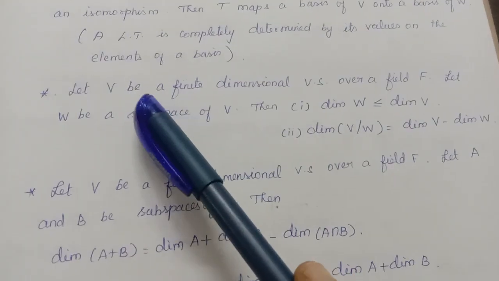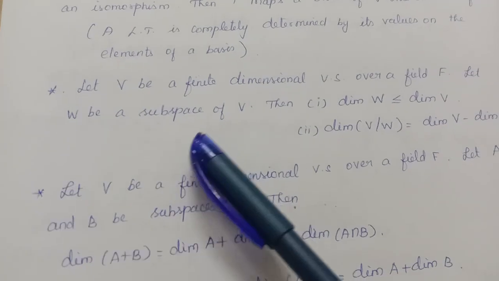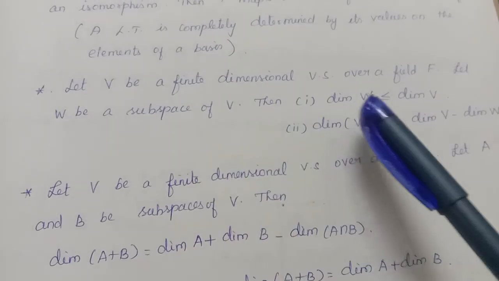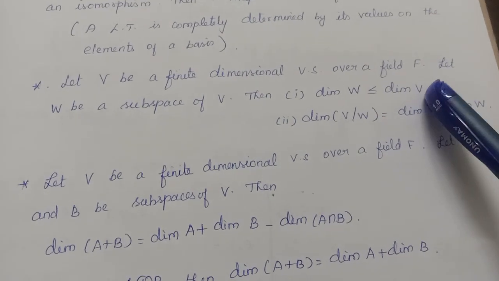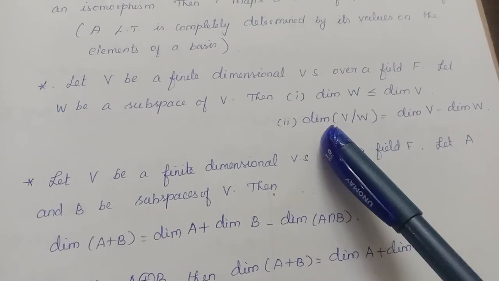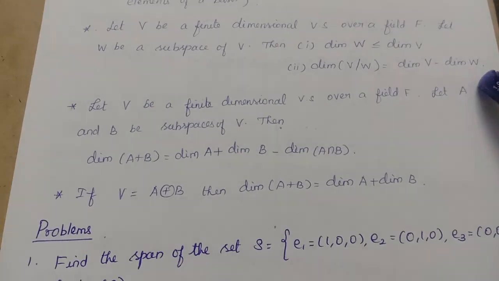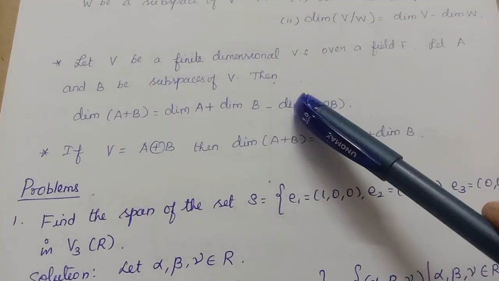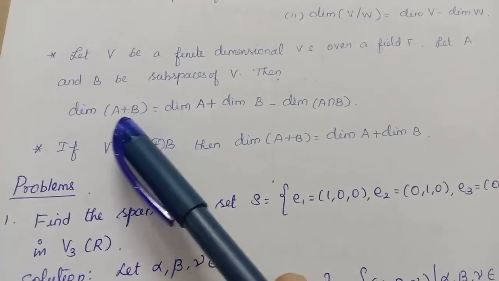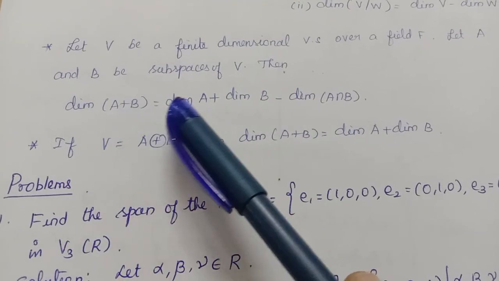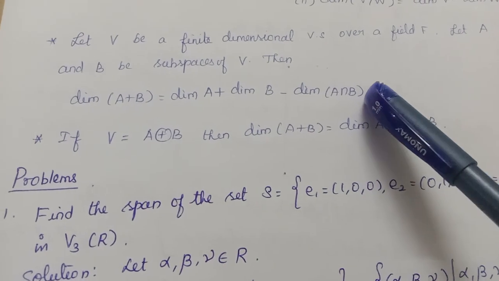Okay, right. Then let V be a finite dimensional vector space over a field F and W be a subspace of V. Then the dimension of any subspace is less than or equal to the dimension of the original space, and the dimension of the quotient space V by W is equal to dimension of V minus dimension of W. And suppose V is a vector space and A and B are subspaces of V, then dimension of A plus B is given by dimension of A plus dimension of B minus dimension of A intersection B.